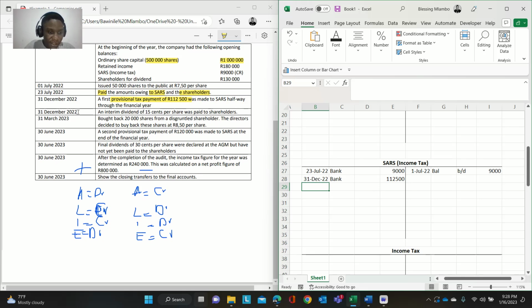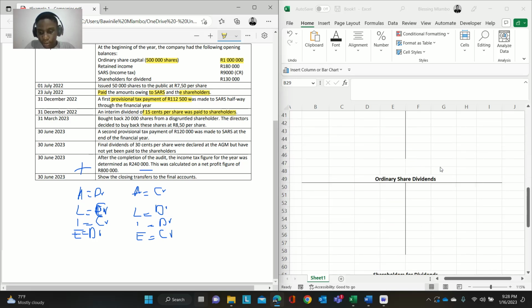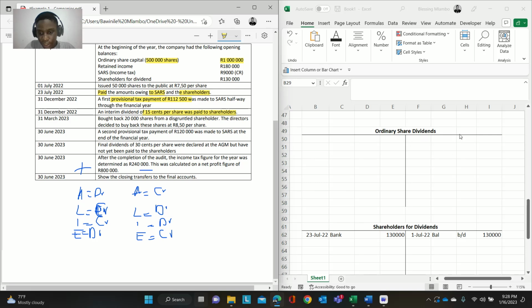And then on the 31st, they say an interim dividend of 15 cents per share was paid to shareholders. So the company paid a dividend of 15 cents per share. In this case, the dividend was paid, meaning that we don't owe shareholders anything, right? We paid this dividend in cash. So it's going to affect our ordinary share dividends.